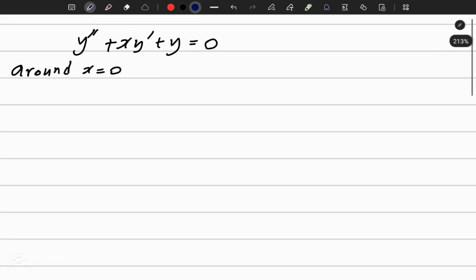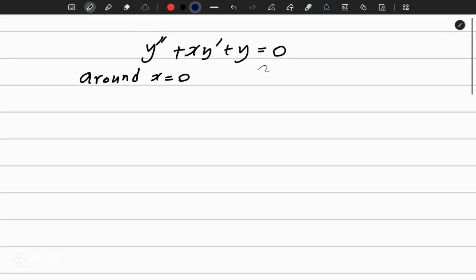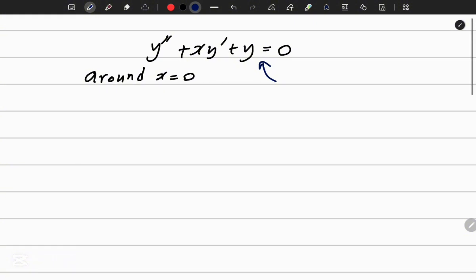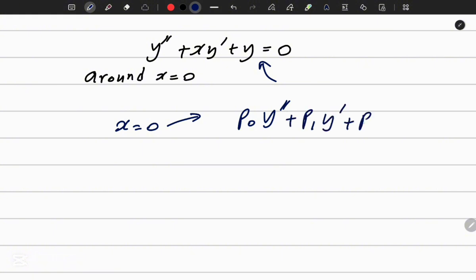In this video, I'm going to find the general solution of this differential equation around x equals 0. So let's consider x equals 0. Let's say the differential equation is of this type: P1 y' plus P2 y plus this is equal to 0.